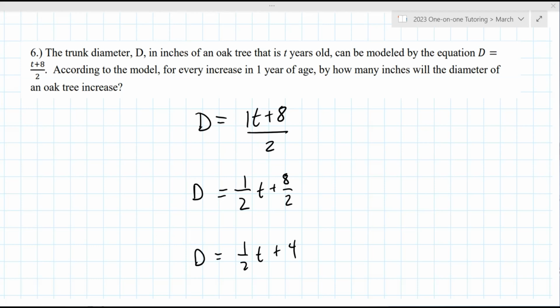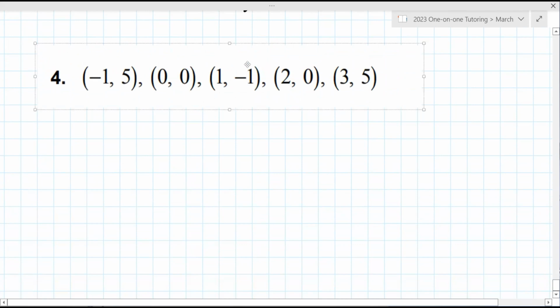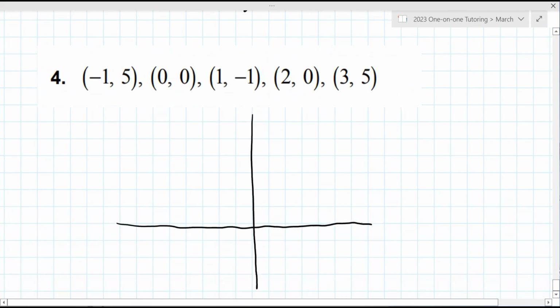Let's take a look at a new problem here. All right, so let's say I gave you a list of ordered pairs like this, okay, and we wanted to make a quick sketch of what this graph looked like. That's like whenever you get a data set in real life, that's kind of the first thing you do. You go and graph it: (-1, 5), (0, 0), (1, -1), (2, 0), and (3, 5). All right, so what does this look like to you?